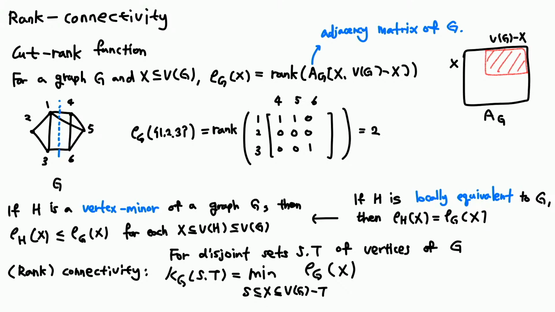Then, for disjoint sets S and T of the set of vertices of G, we define the connectivity between S and T as the minimum of the cut-rank of X among all sets X which contain S and are disjoint from T. We denote the connectivity between S and T in G by kappa_G(S, T).